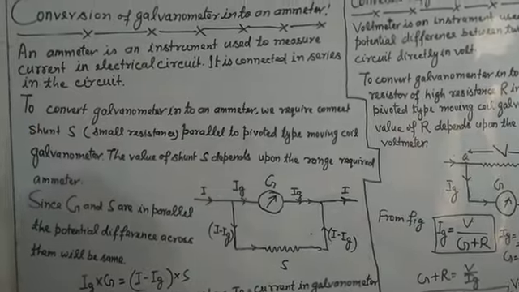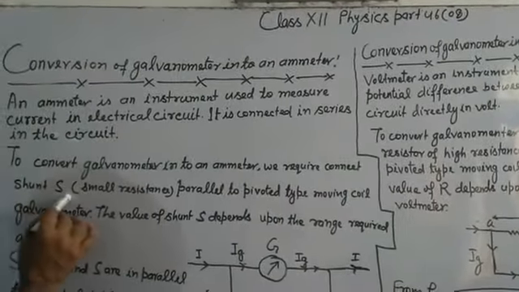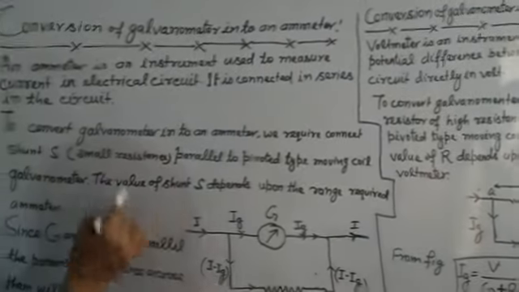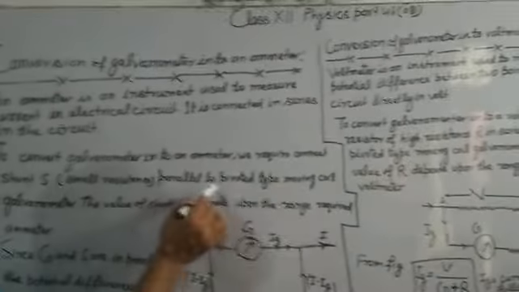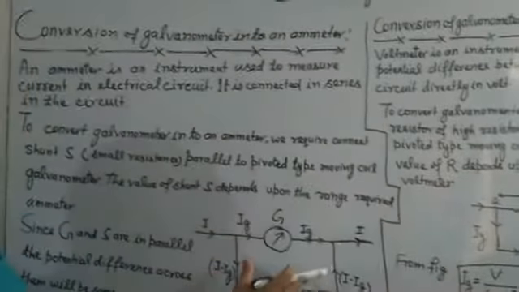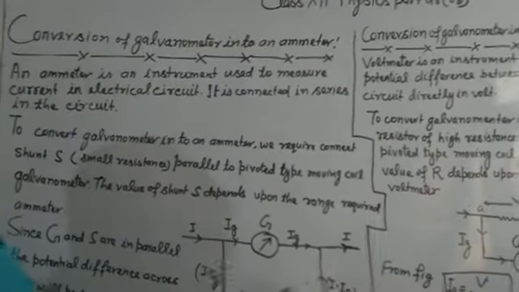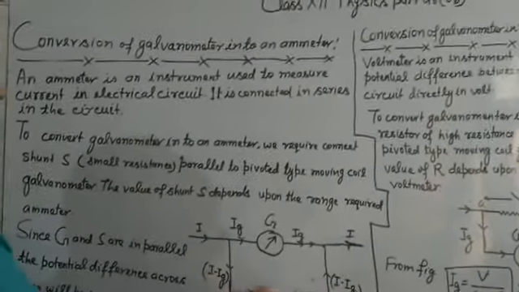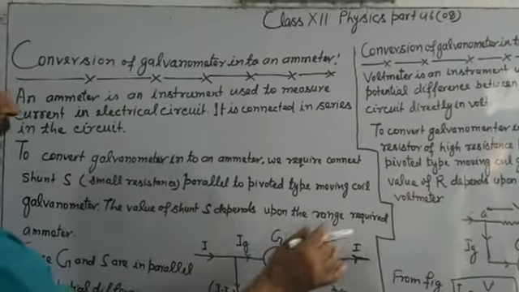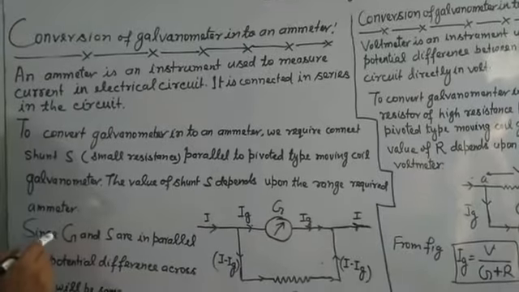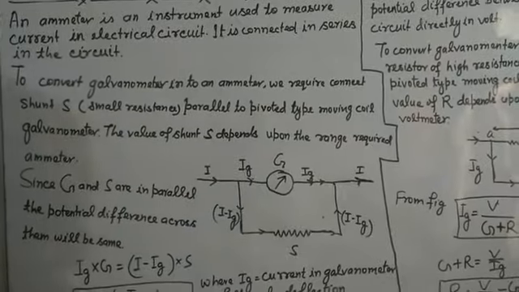To convert a galvanometer into an ammeter, we connect a shunt S, a low resistance wire, in parallel to the pivoted type moving coil galvanometer. The value of shunt S depends upon the range required of the ammeter to measure the electric current.